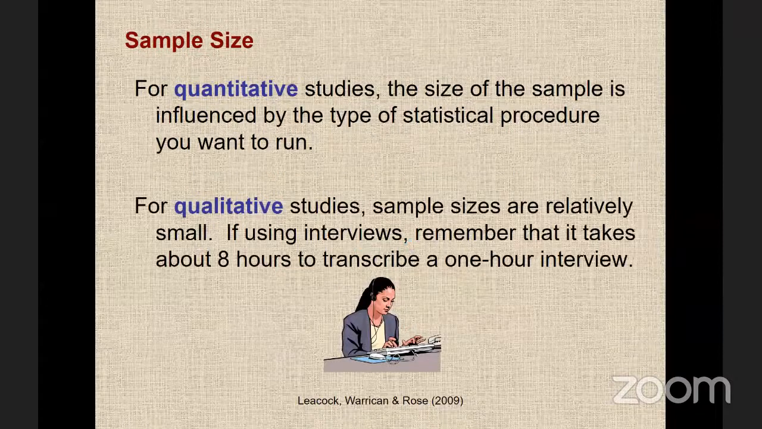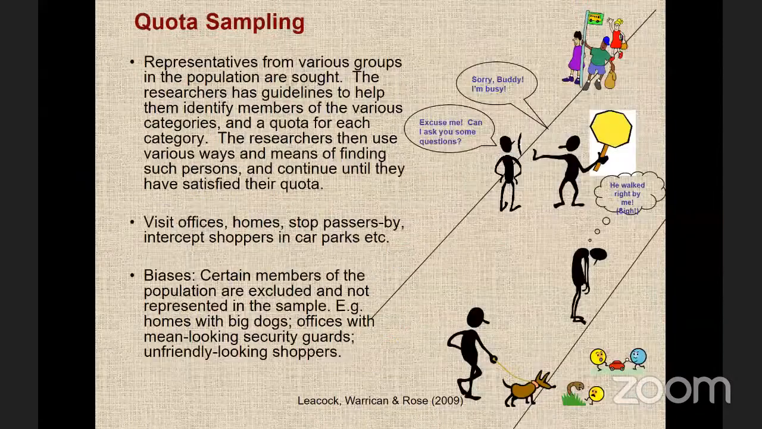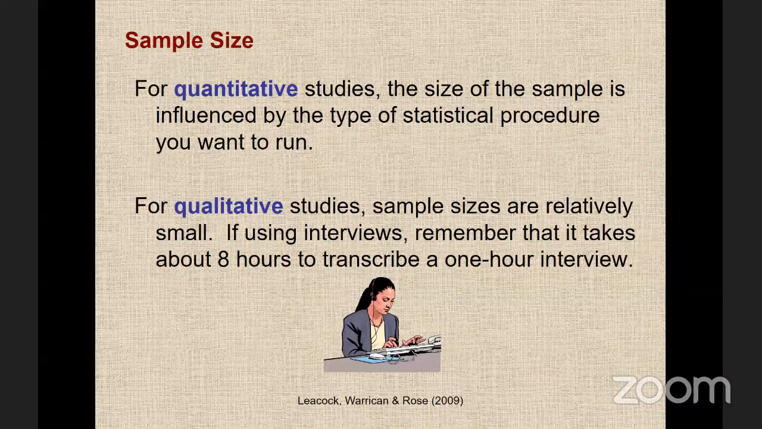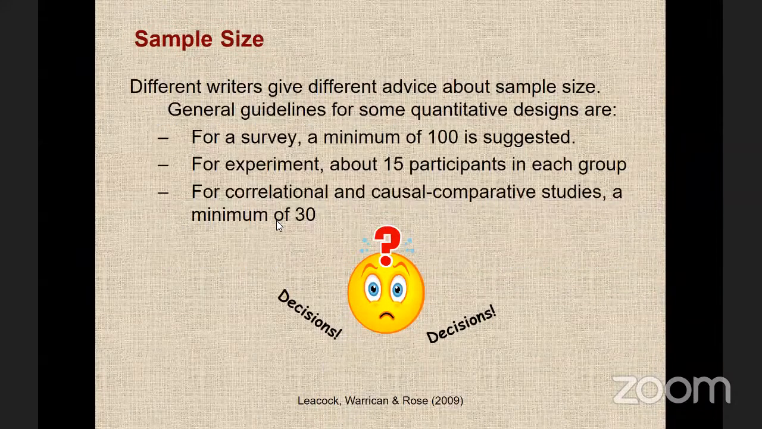And then you should know there are some basic rules of thumb. As I was saying earlier, qualitative studies are important, but they take a lot of time. Surveys generally have a minimum of 100. Experiments usually need 15 per group, which basically means at least 30 in an experiment, because there are at least two groups. You could have two experimental groups and two control groups, and that would be 60. And for correlation and causal comparative, a minimum of 30.